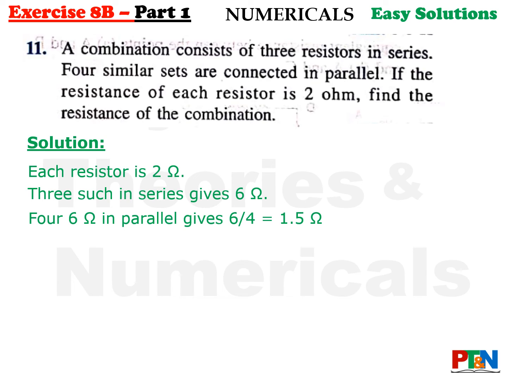So what is told? In each series combination there are 3 resistors. So these 3 resistors will give you 6 ohm equivalent resistance. They are in series, 3 number 2 ohm in series. Each line is 6 ohm. There are 4 such lines in parallel. That means equivalent resistance will be 6 by 4. That is 1.5 ohm.